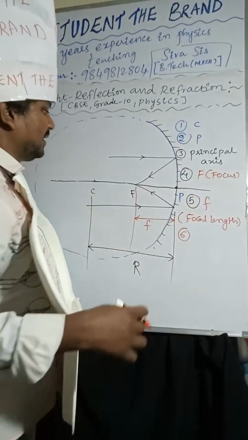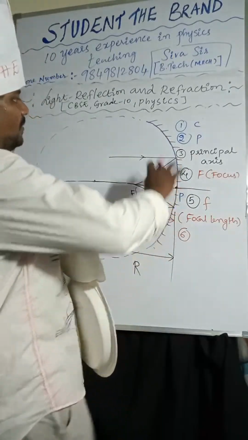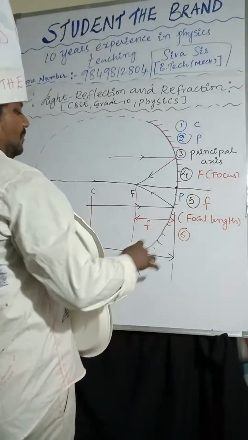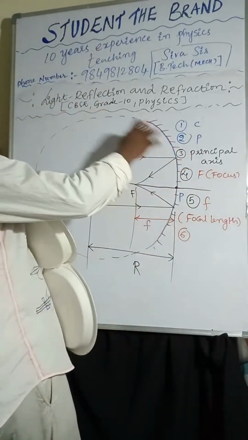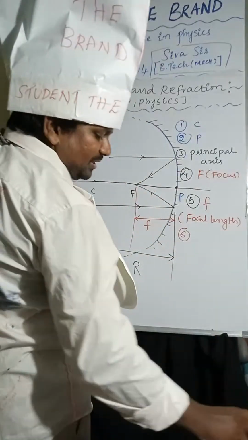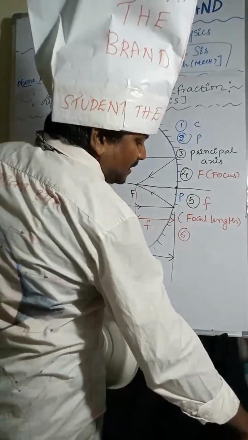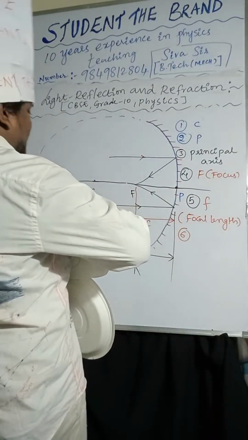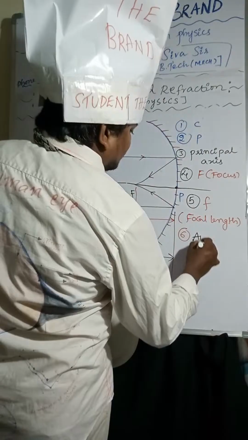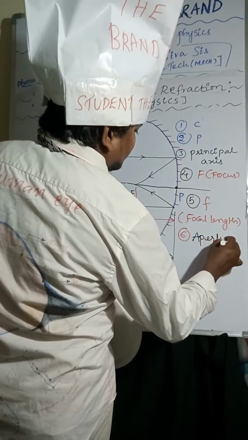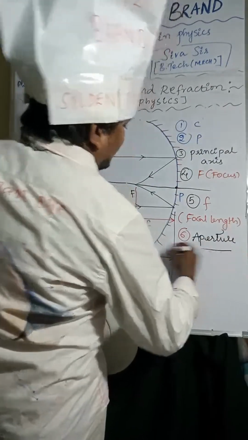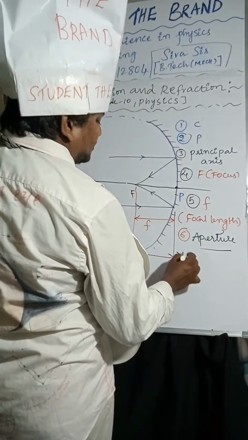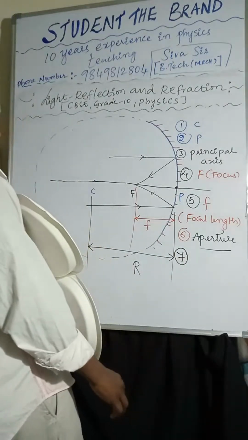And one more thing, the width of the mirror. The diameter of the reflecting surface is called the aperture. So the width of the mirror, the diameter of the reflecting surface, is called aperture.